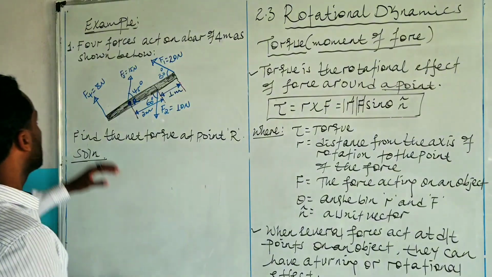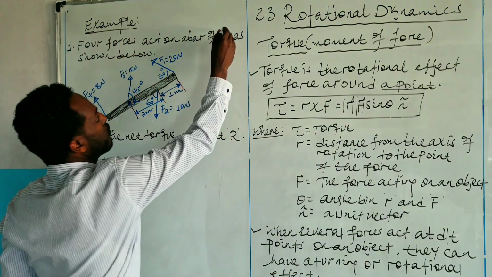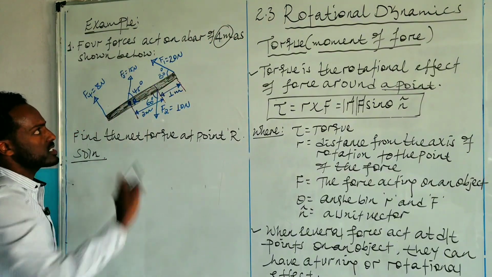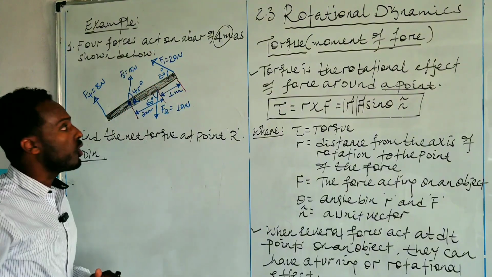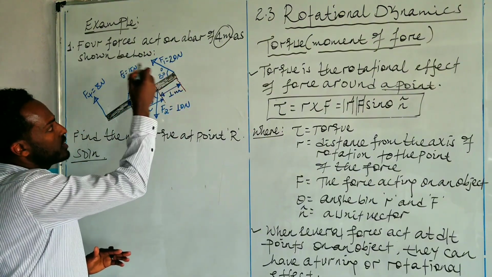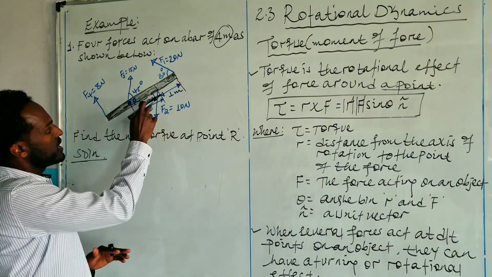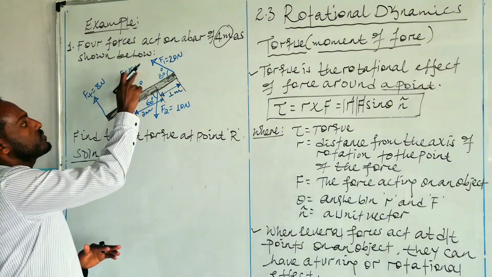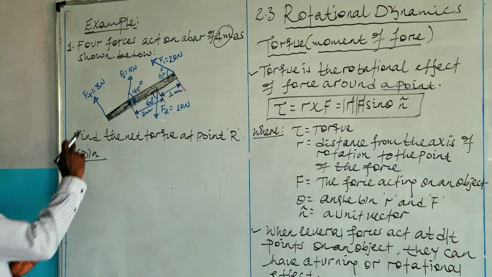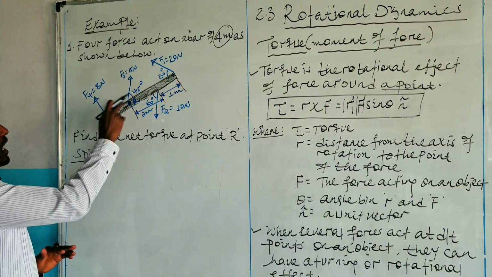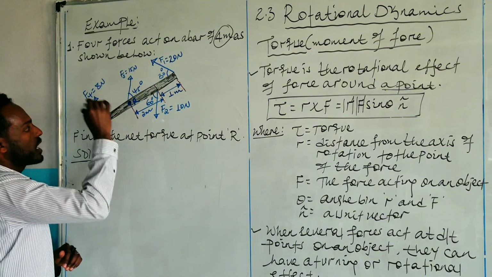Okay, let's see the examples. We have 4 forces acting on the bar. The bar is 4 meters long. F1 is 20 Newton at an angle of 30 degrees, F2 is 10 Newton at an angle of 60 degrees, F3 is 15 Newton at an angle of 45 degrees from the bar, and F4 is acting at one corner of the bar, which is 8 Newton acting at a right angle to the bar.